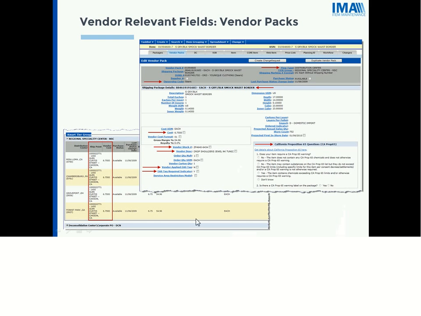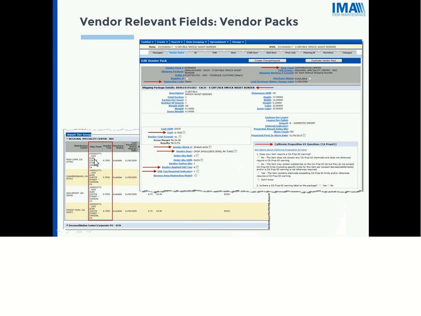Now, if you scroll all the way down to the bottom of the page, you'll see this second screenshot here, and that breaks down the DC locations that your item is going to, along with your ship points. So the ship point is where we are picking up the product from you.